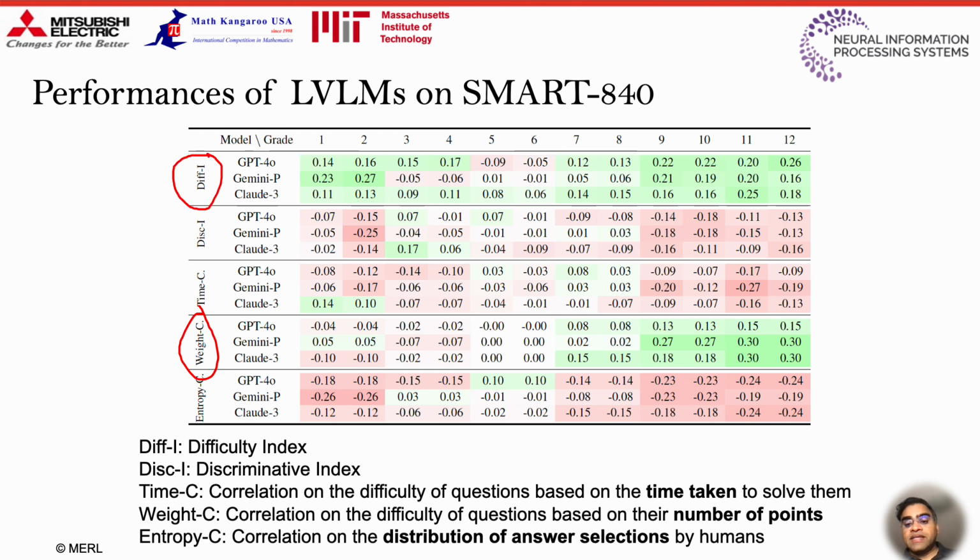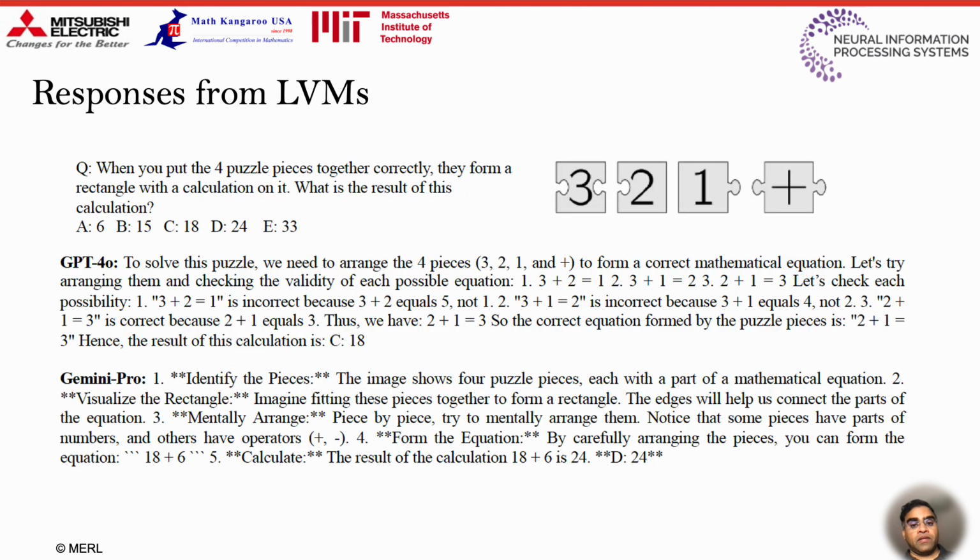However, we have seen negative correlations with humans in other metrics, for example, the discriminative index or the entropy, as well as the time taken to solve problems. These negative correlations suggest that AI seldom finds problems difficult that are considered challenging for humans. This analysis suggests that they may have a different type of cognition and different core competencies. In the next 4 slides, I will present some sample responses of LVLMs on some of the problems that we have in the Smart 840 dataset.